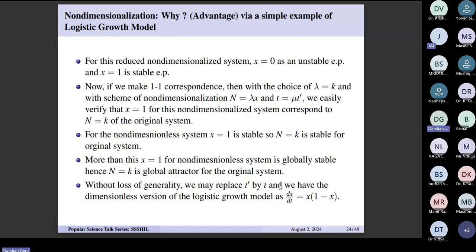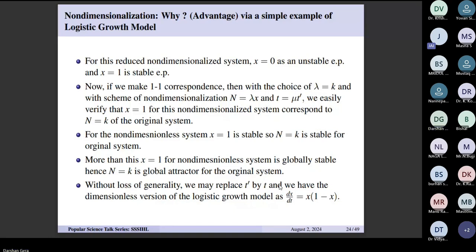So you see, this differential equation has no parameter, and you can easily find the equilibrium points. What are the equilibrium points of this dimensionless differential equation? For the logistic system, x equal to 0 and x equal to 1. Just put the right hand side equal to 0. You can calculate it. And also you can check x equal to 1 is stable and x equal to 0 is unstable.